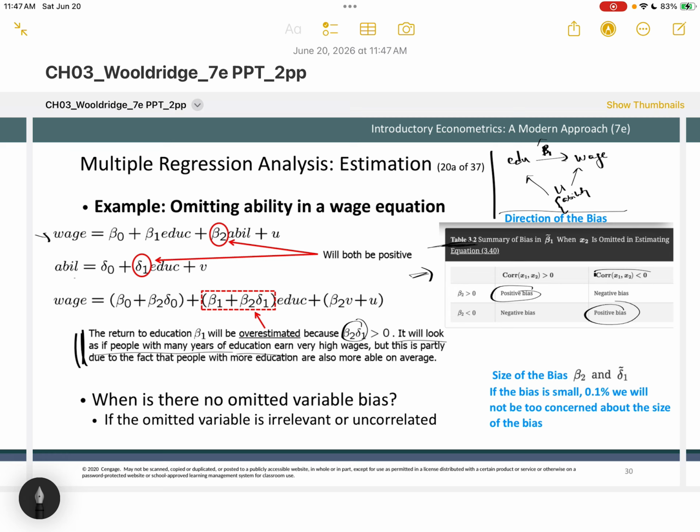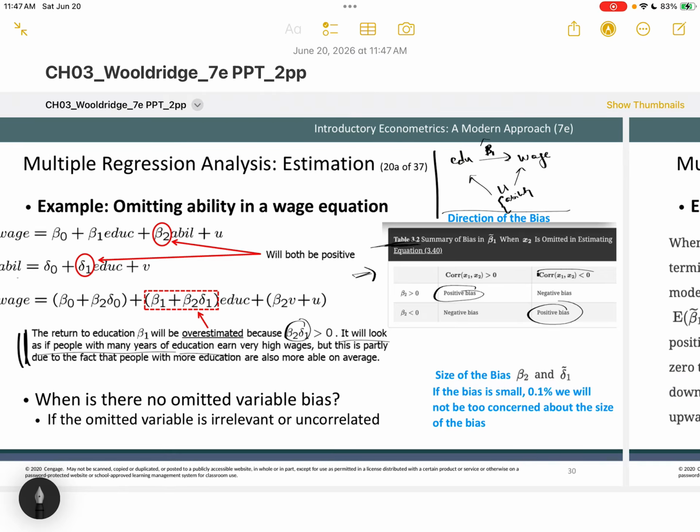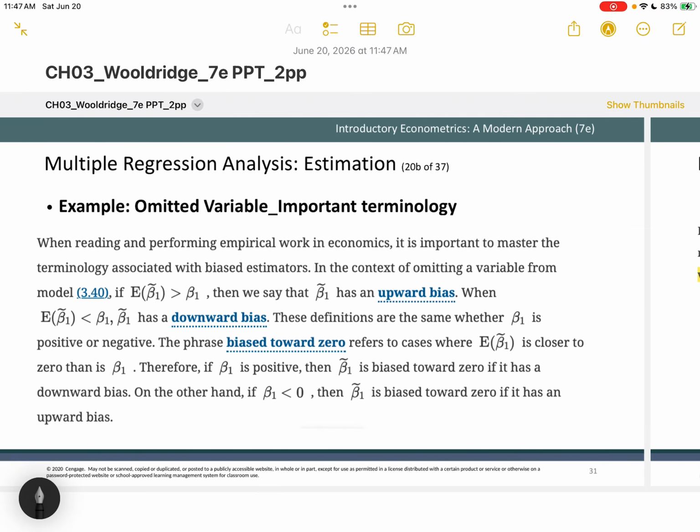Now, what about the size of the bias? If the bias is small, we should not be too concerned about it, right? If the size of the bias is say 0.1% or 0.001%, that's not something I'd be concerned with that much.